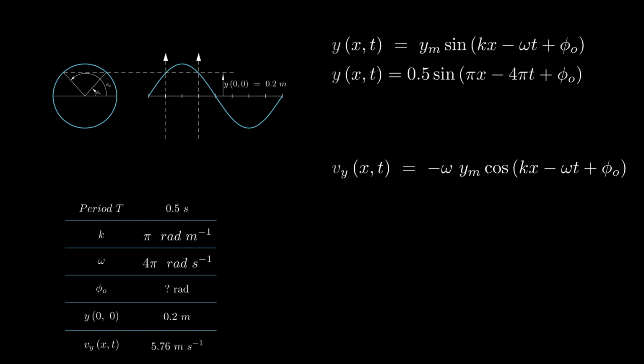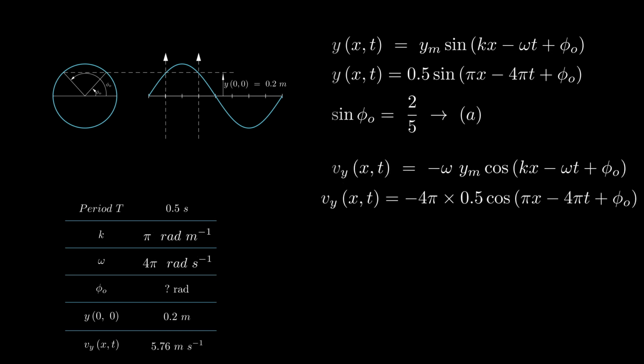First, let's substitute values into the displacement function, and derive an expression for the phase constant. Let's denote this expression as A. Similarly, we'll do the same for the transverse velocity function, and derive an expression for the phase constant. Let's denote this expression as B. The angle phi naught should satisfy both equations.